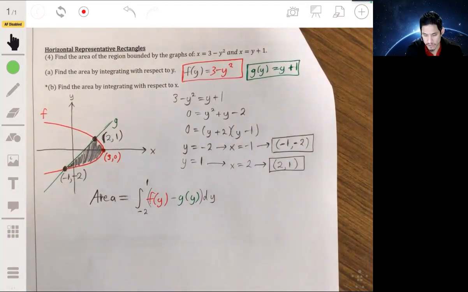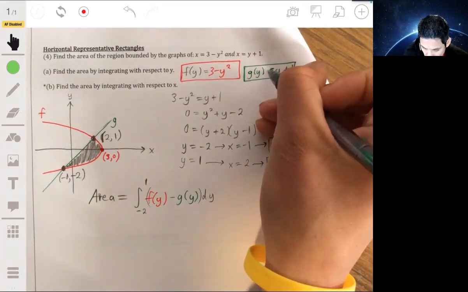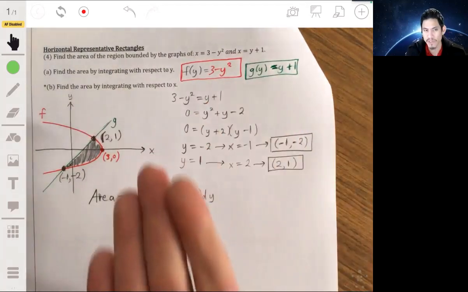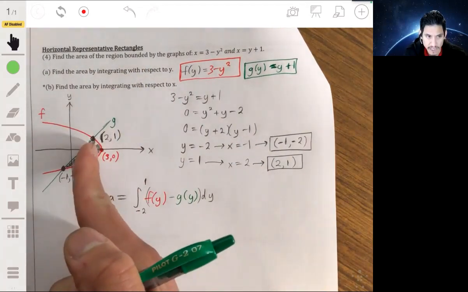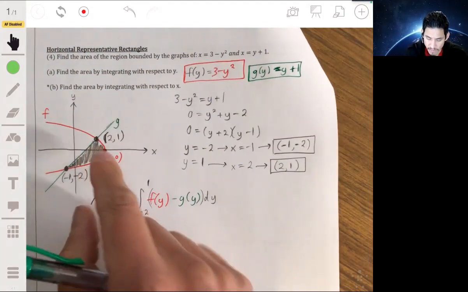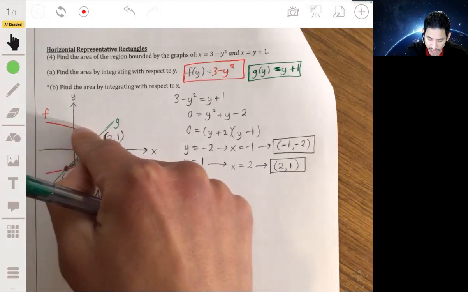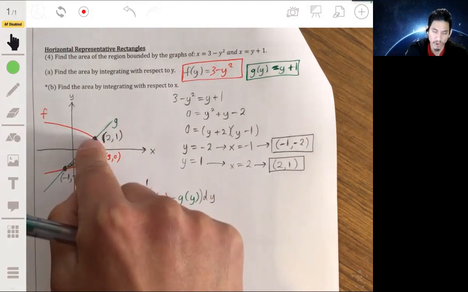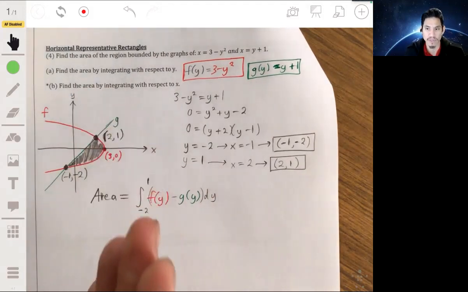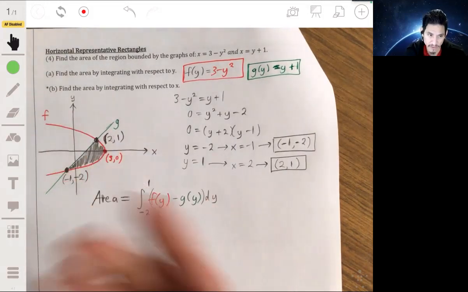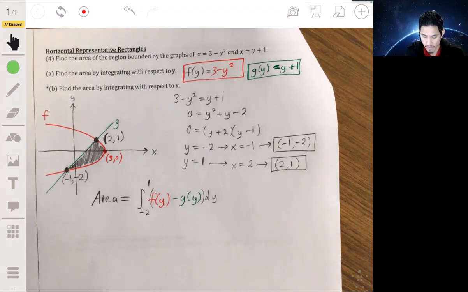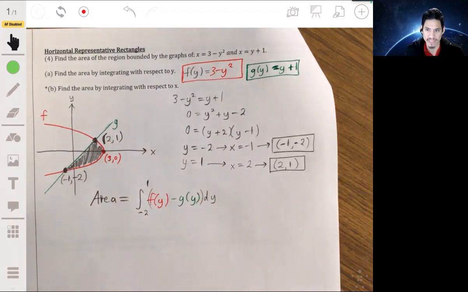Now you're probably first wondering why we would even want to integrate with respect to y. Why not just go straight to x? Well, you can probably see now that this region doesn't have one of the functions that's always going to be greater on any interval. Well, first off, these aren't even going to be functions of x. That's already an issue.